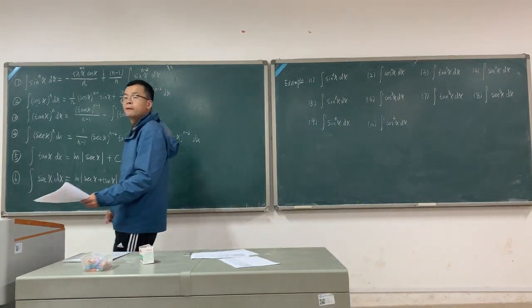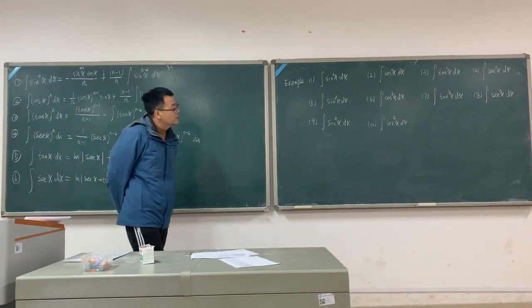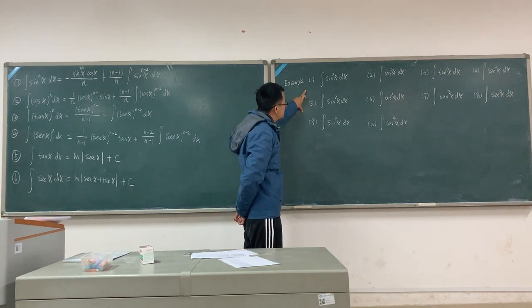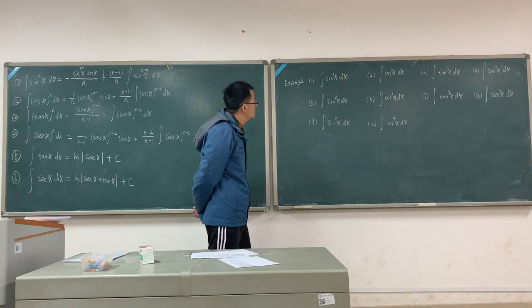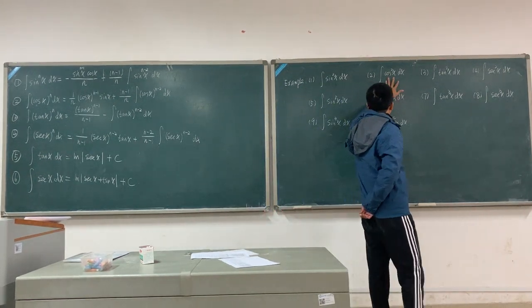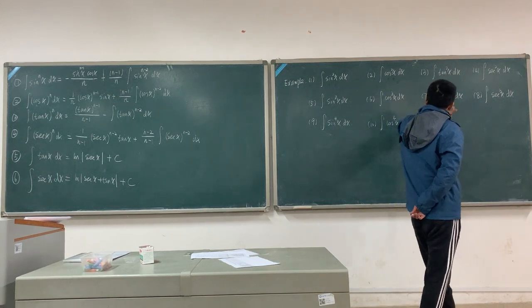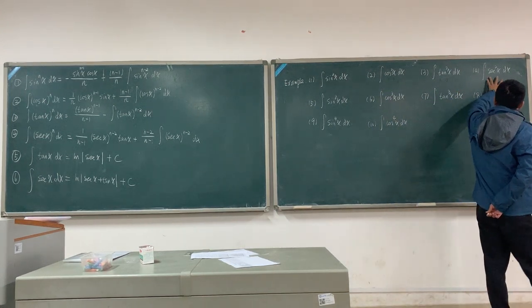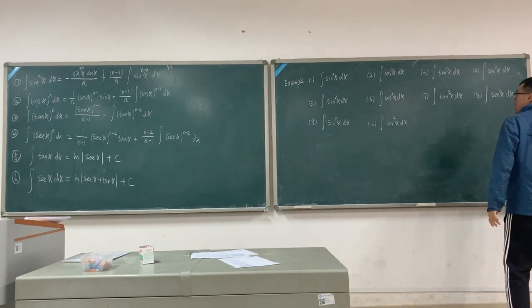Now, let's go on, okay? Here we do the exercise. We have 10 antiderivatives. The first one is the antiderivative of sine square. The second is the antiderivative of cosine square. The third is the antiderivative of tangent square. The fourth is the antiderivative of secant square, okay?